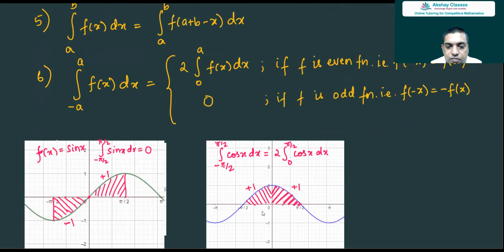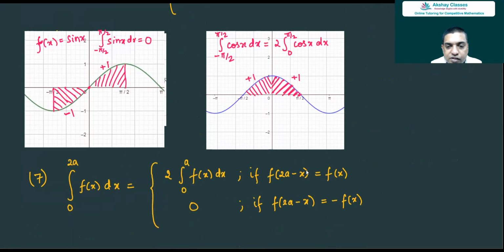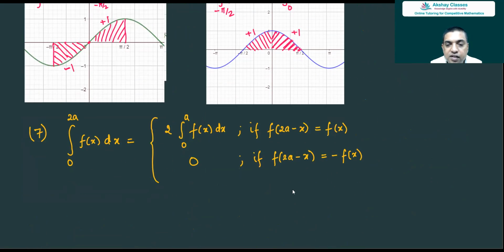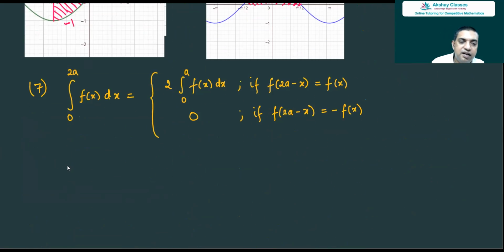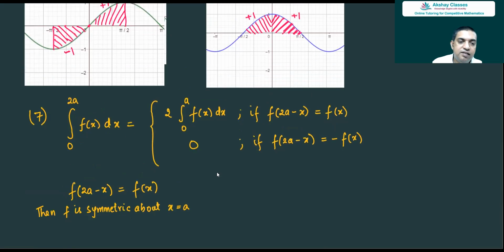So this is what it is. Now, this kind of function has a similar pattern. When we say f of 2a minus x is equal to f of x, then this means it is symmetric about the line x equal to a. All right.